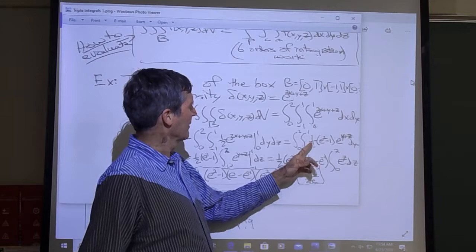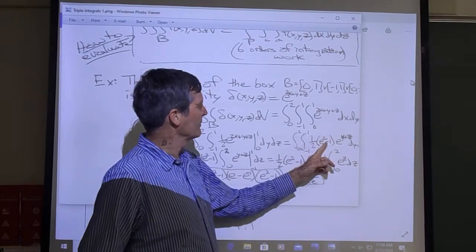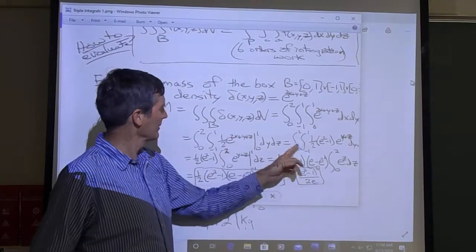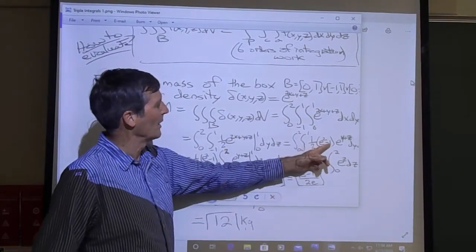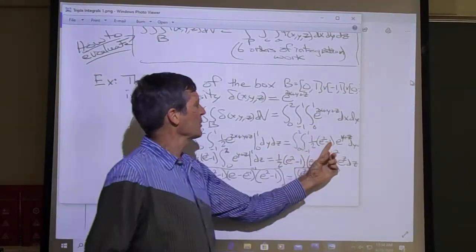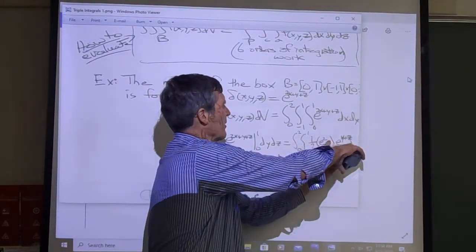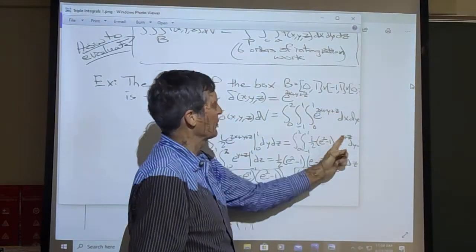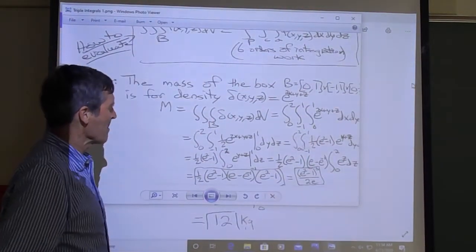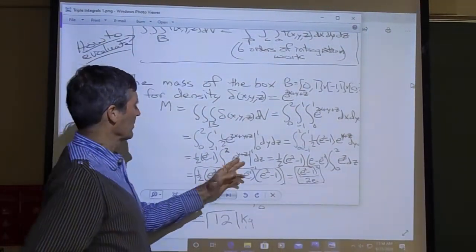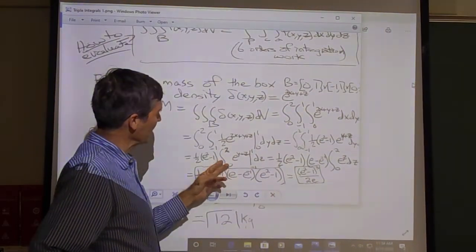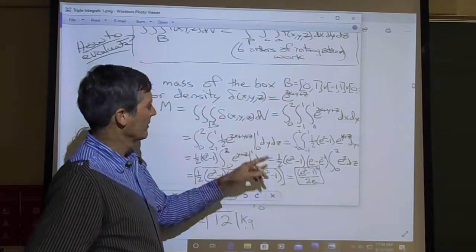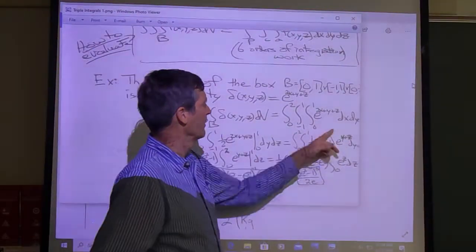Evaluate at the top endpoint, and then evaluate at the bottom endpoint, you just get e to the 2 times 0 is 1. And so the e squared times this is evaluating at the top endpoint, and 1 times this is evaluating at the bottom endpoint, and then you subtract them. That's what's in there. And now you have an integral that involves only y and z, and you integrate that, here, y and z.